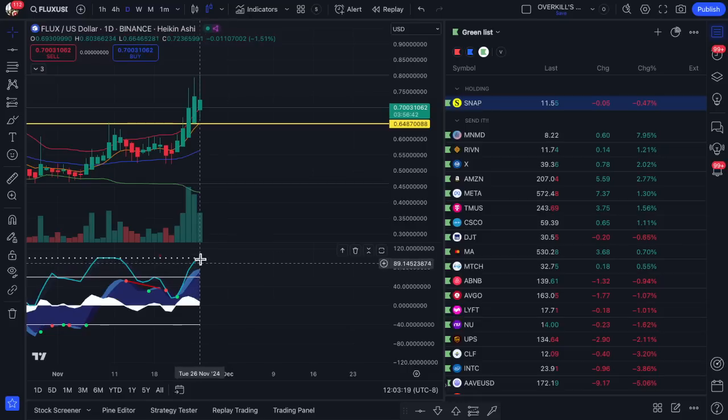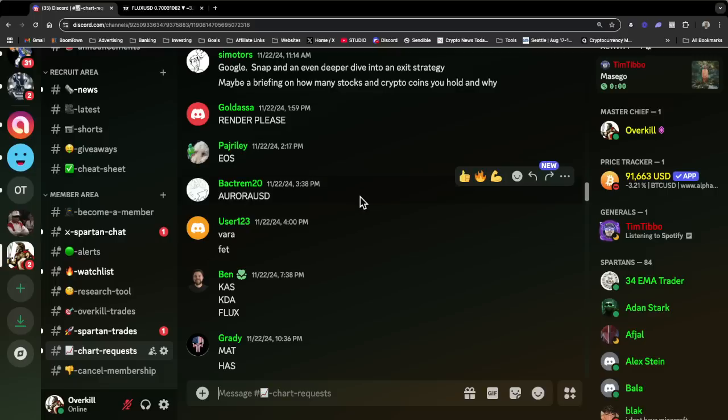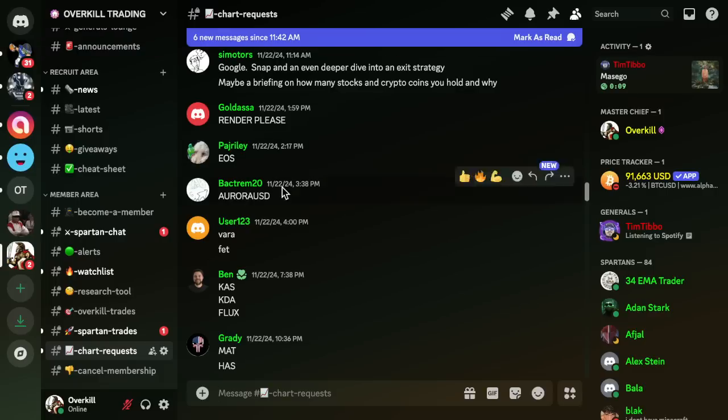But you can see, boom, stochastic touching the white dotted line. That's normally a good place to at least take some profits. When I say take profits, I don't necessarily mean sell the whole position, but maybe sell 50%, 25%, take a little off the table, have some cash, and if it does end up pulling back, you'll be able to buy more at a cheaper price.